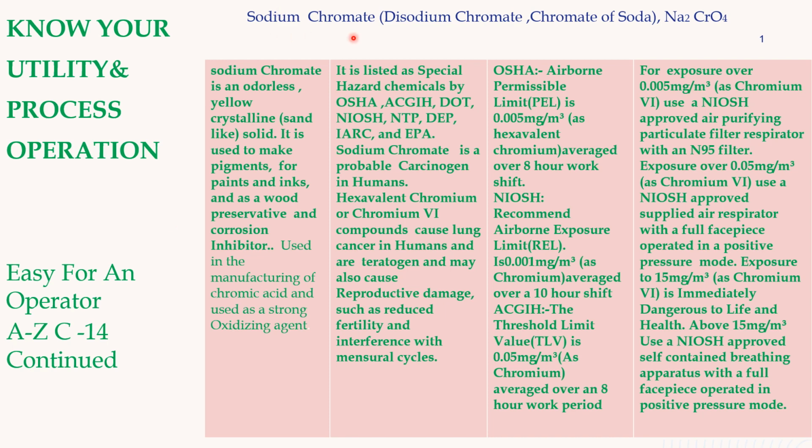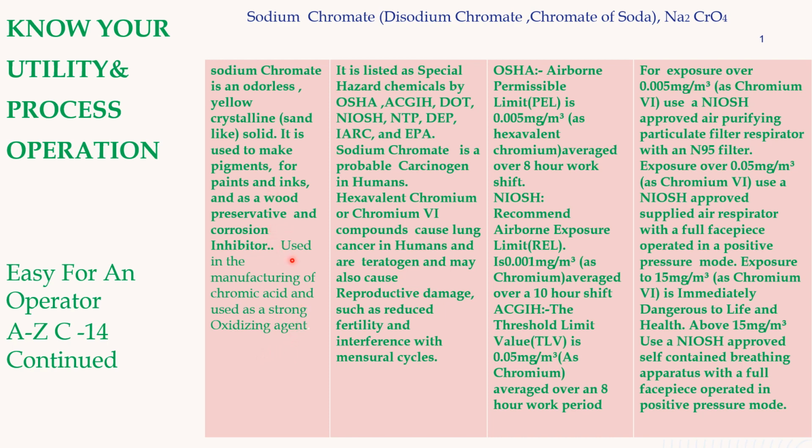The first one is sodium chromate, also known as disodium chromate or chromate of soda. The chemical formula is Na2CrO4. Sodium chromate is an odorless, yellow, crystalline sand-like solid. It is used to make pigments for paints and inks. Also, it is used as a wood preservative and as a corrosion inhibitor in cooling towers. It is used in the manufacturing of chromic acid and as a strong oxidizing agent.